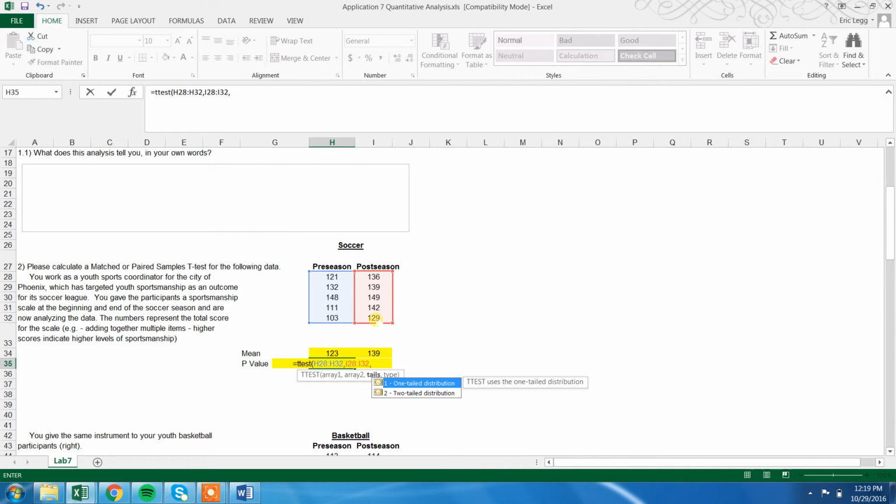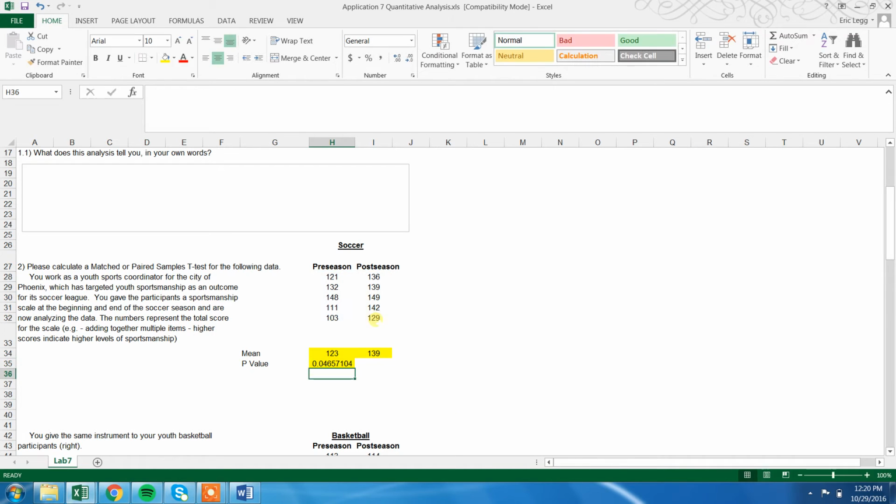we're going to say this is 2-tailed as well, 2, comma, now what type of t-test are we doing? We're doing paired or matched sample. Okay, so I remember this as it's 1 group, 2 different points in time, so comma 1. You don't have to memorize that, but as long as you're comma 1 there, you're good. Parentheses, enter or tab, I get my p-value, I'm going to make it smaller.